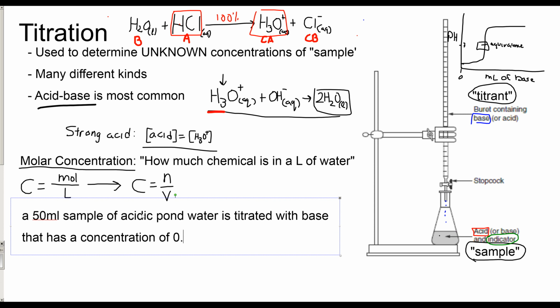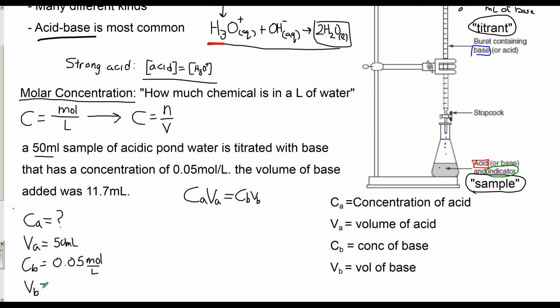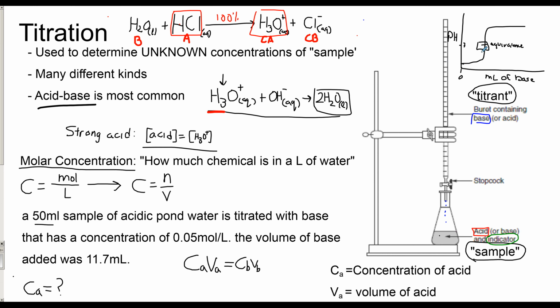Now the last thing we need is the volume of base. Recall, we're adding base from this long tube. This is called a burette, and that long tube is going to drip base into our acid. We're going to have that pH curve, and we're going to use an indicator that will change color when we hit the equivalence point. So the volume of base in our question was 11.7 mils.